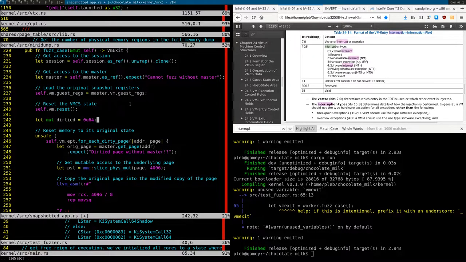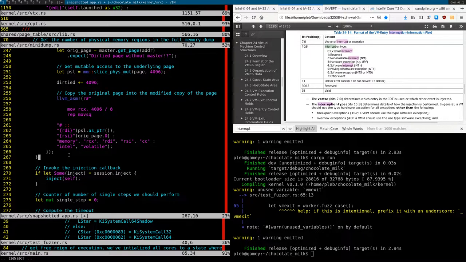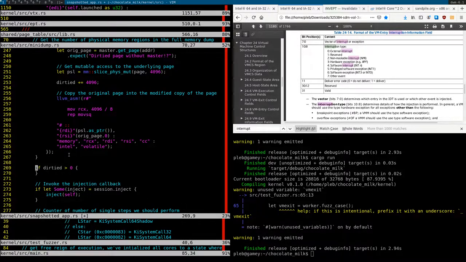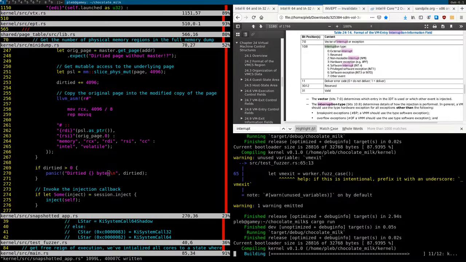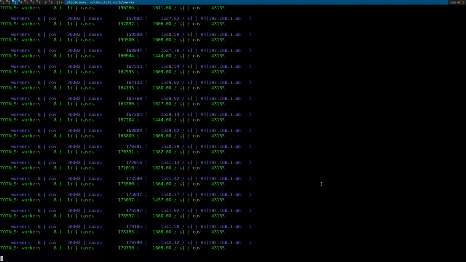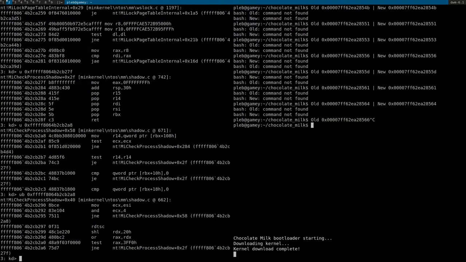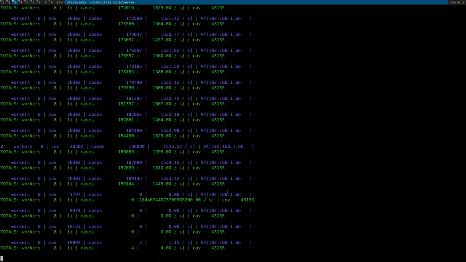Dirty is a u64. Dirty plus equals 4096. Panic if dirtied is greater than zero, to ignore the first case. Dirtied this many pages. This many bytes. So we can figure out what our reset bandwidth is. I don't know, maybe we're not hitting that. Maybe I do a lock somewhere stupidly. Unlikely, but possible. This will panic.